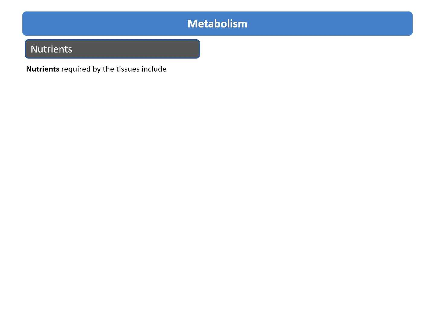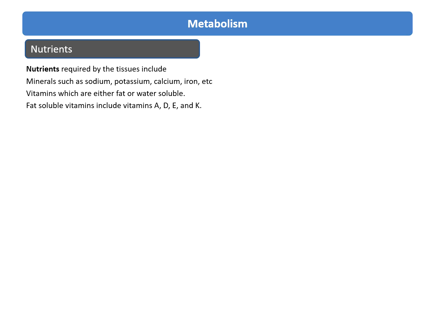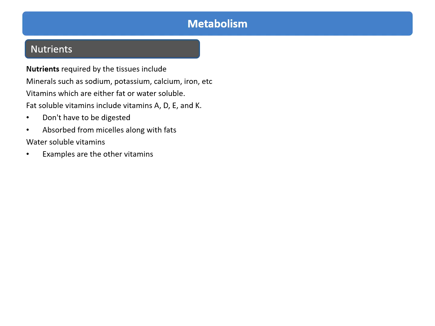Nutrients required by the tissues include minerals like sodium, potassium, calcium, iron, and so forth, and vitamins, which are either fat or water soluble. Fat-soluble vitamins include vitamin A, D, E, and K. They don't have to be digested, but they're absorbed by our cells along with the fats. Water-soluble vitamins, on the other hand, include most of the other vitamins. Most of them are absorbed as is.